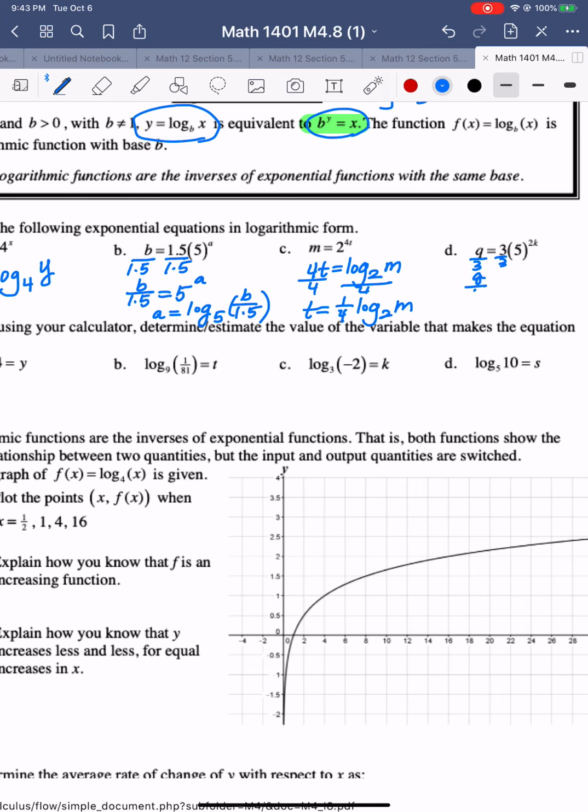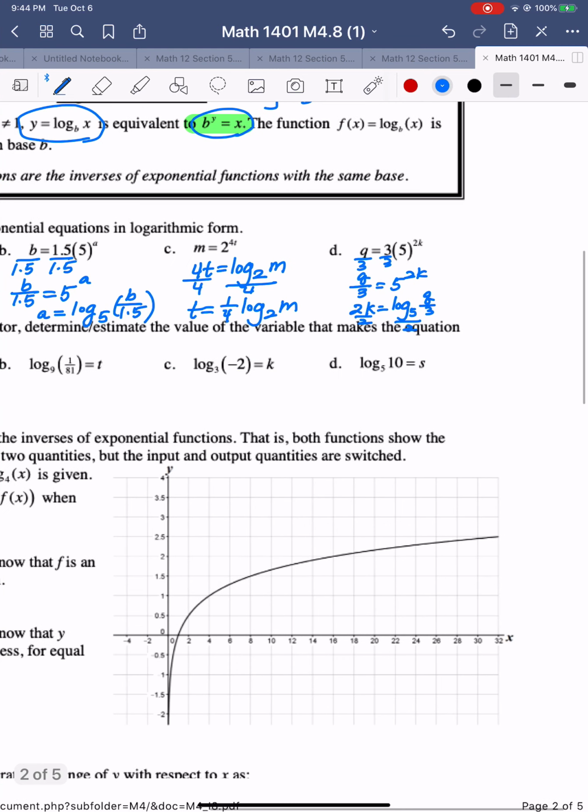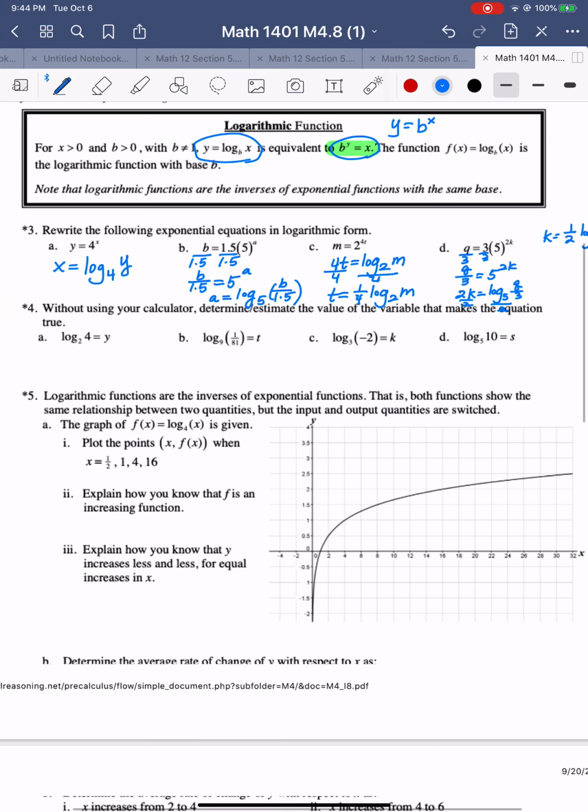So q over 3 is 5 to the 2k power. Then the exponent 2k is the log base 5 of q over 3, and then you divide by 2. You will get k is 1/2 of the log base 5 of q over 3. Okay? Alrighty, now number 4.